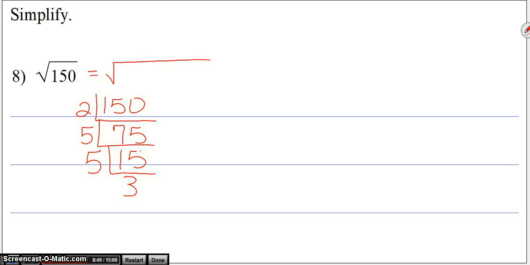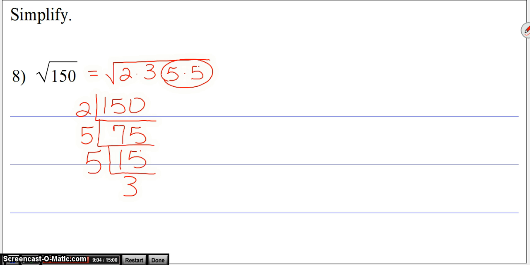150 as a product of prime factors. Now I'm going to list these numbers in order numerically. There's a 2 and a 3 and 2 5's. That way, when I've got a group, I can just circle them right next to each other. I don't have a group that's separated.